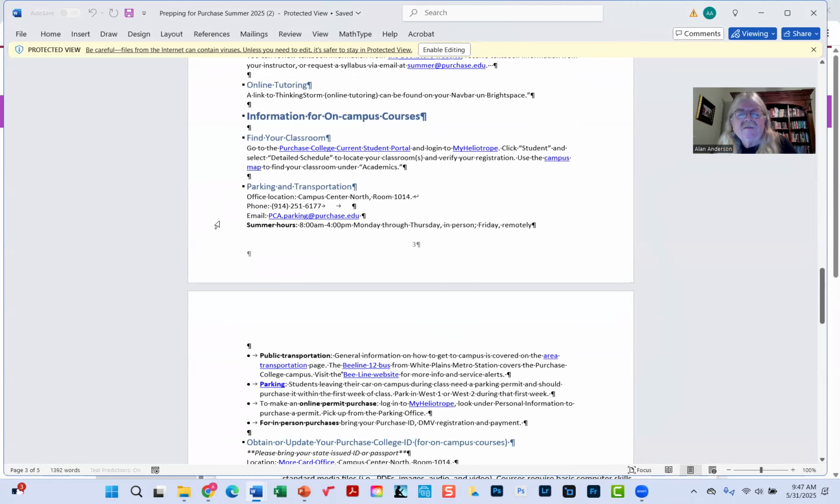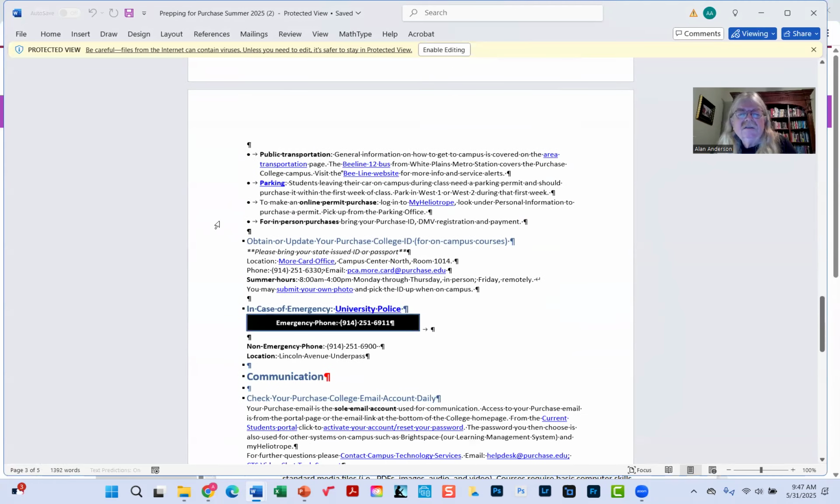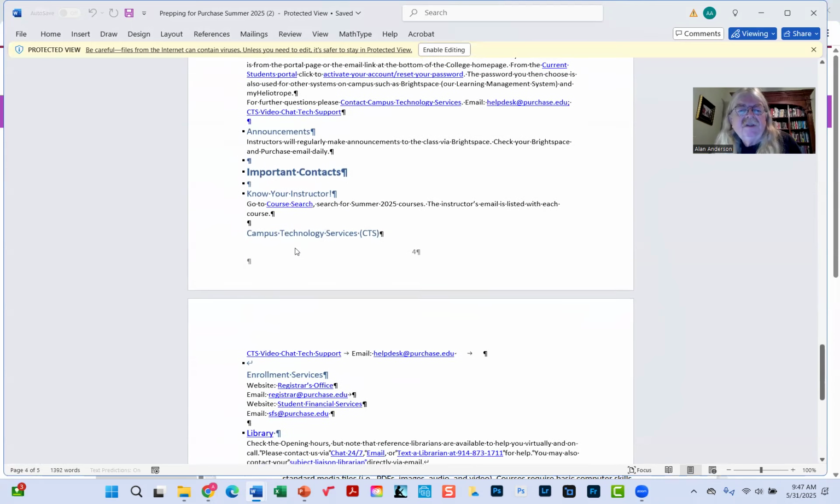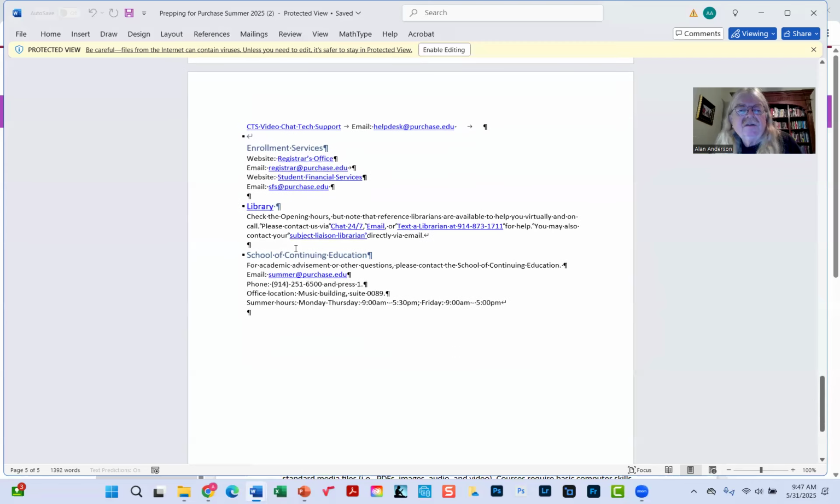You don't have to worry about parking, obviously. You don't need an ID. Now, of course, many of you are Purchase students. You already have all this, so you don't have to worry about it. But if you're not a Purchase student, even then, normally you would have to drive to the campus and get a parking sticker and all this and that, but you don't have to worry about that since it's an online class. So, there's information here that you might need.